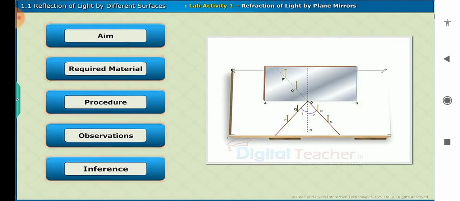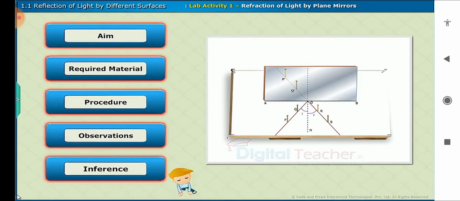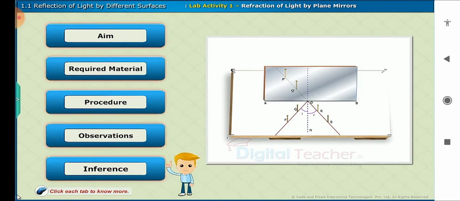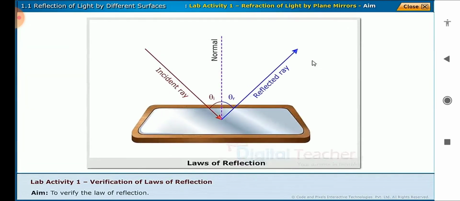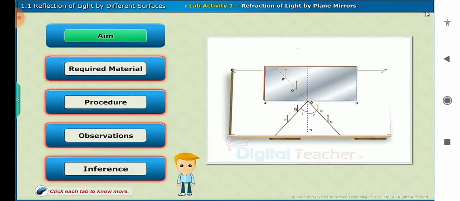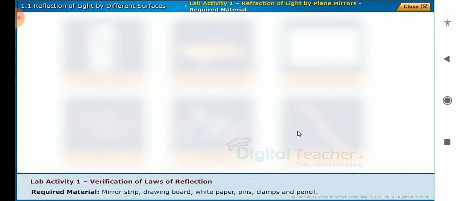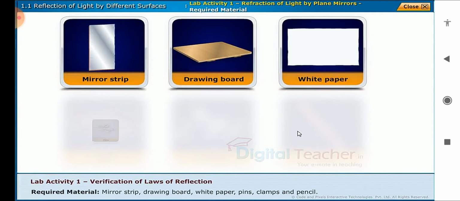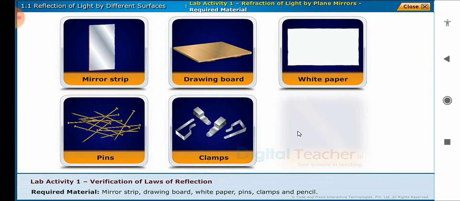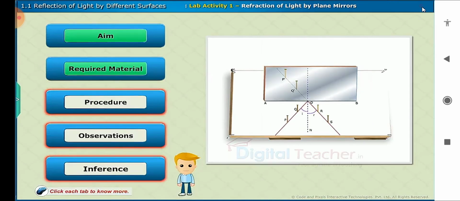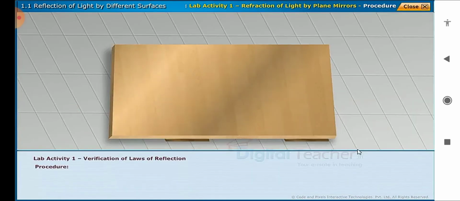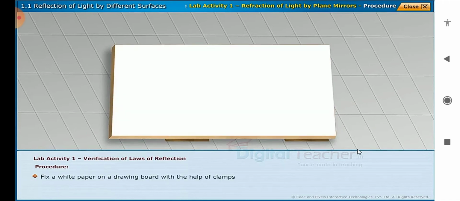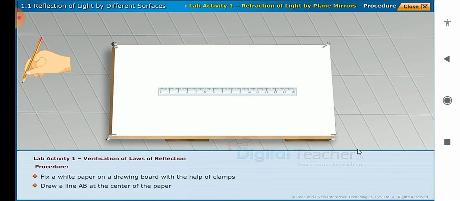Let us perform a lab activity to know about the reflection of light by plane mirrors. Click each tab to know more. Aim of the lab activity is to verify the law of reflection. The required materials of this activity are mirror strip, drawing board, white paper, pins, clamps, and pencil. The procedure involves the following steps. Fix a white paper on a drawing board with the help of clamps. Draw a line AB at the center of the paper.